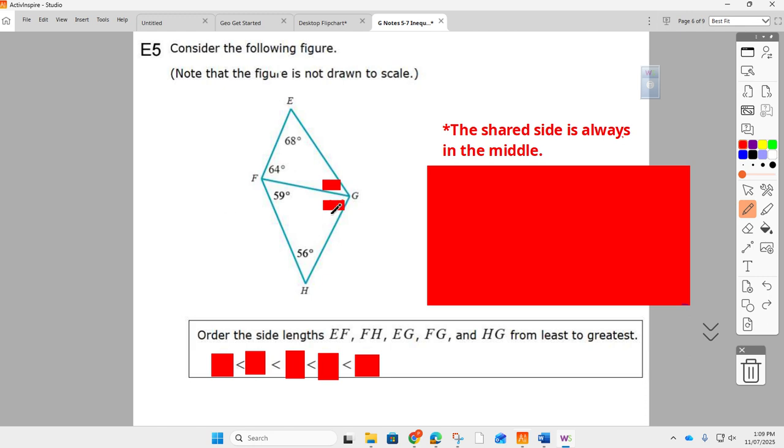All right, so what we're doing, there's two triangles here. We all should recognize that they share a side, right? That's that shared segment. We know that FG is congruent to FG by what property?